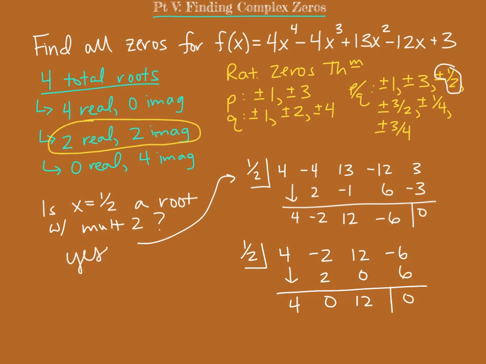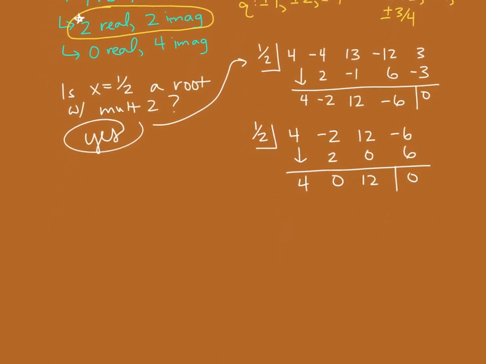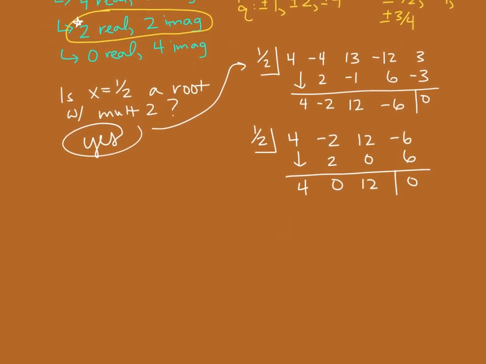So yes, 1/2 was a root with multiplicity 2. Those were our 2 real roots we just found. Now we have a quadratic. We can find those 2 imaginary roots using the quadratic formula. We have 4x squared plus 0x plus 12 equals 0. I know I've mentioned this before, but the equals 0 is not because of the 0 here. It's because in order to solve a quadratic, we set it to 0.